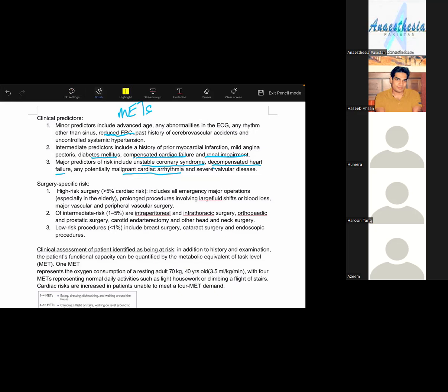You are avoiding further stress. You are avoiding further change in the myocardial oxygen demand supply ratio. So that is the end result of these findings which you are taking.